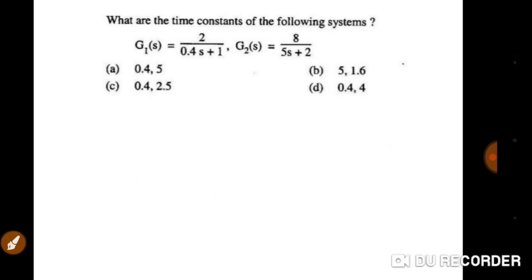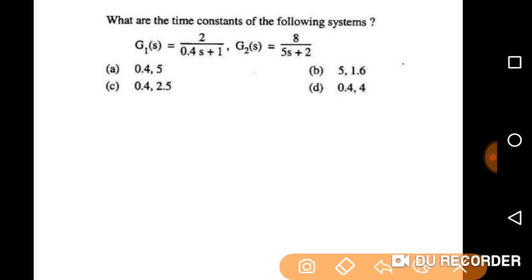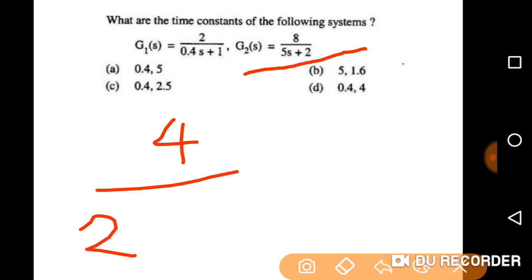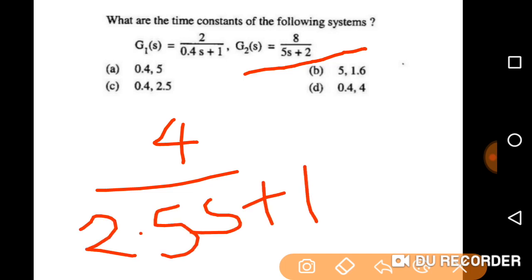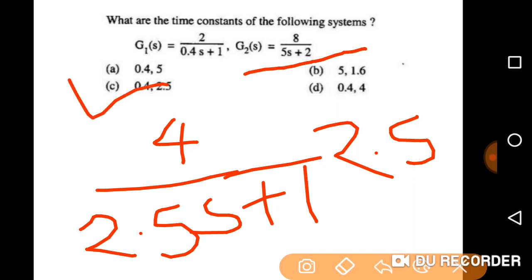For G2(s), we have to represent it in time constant form. For representing this in time constant form, let's divide the numerator and denominator by 2. So it will be 4 by 2.5s plus 1. So here 2.5 is the time constant. So the answer is 0.4 and 2.5, option C.